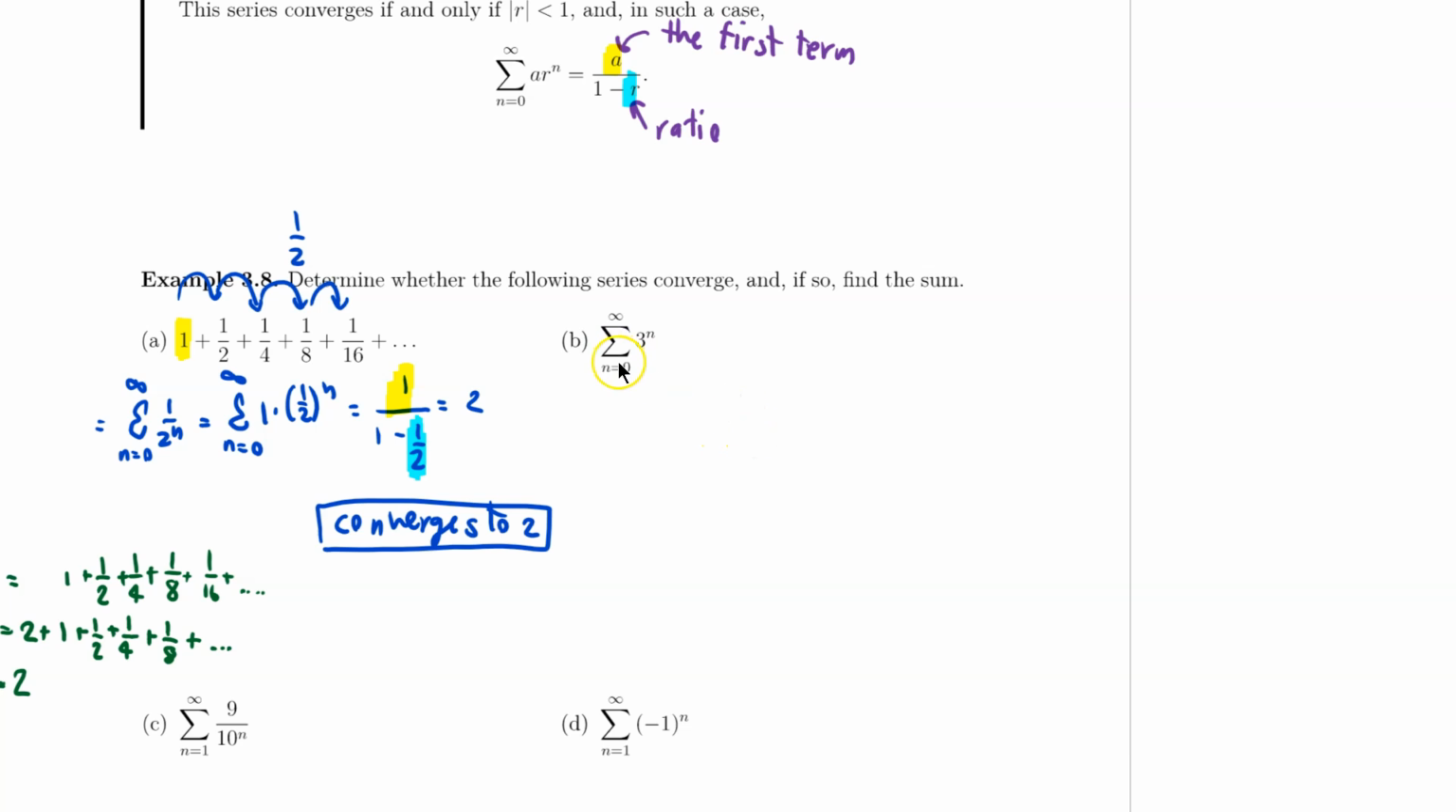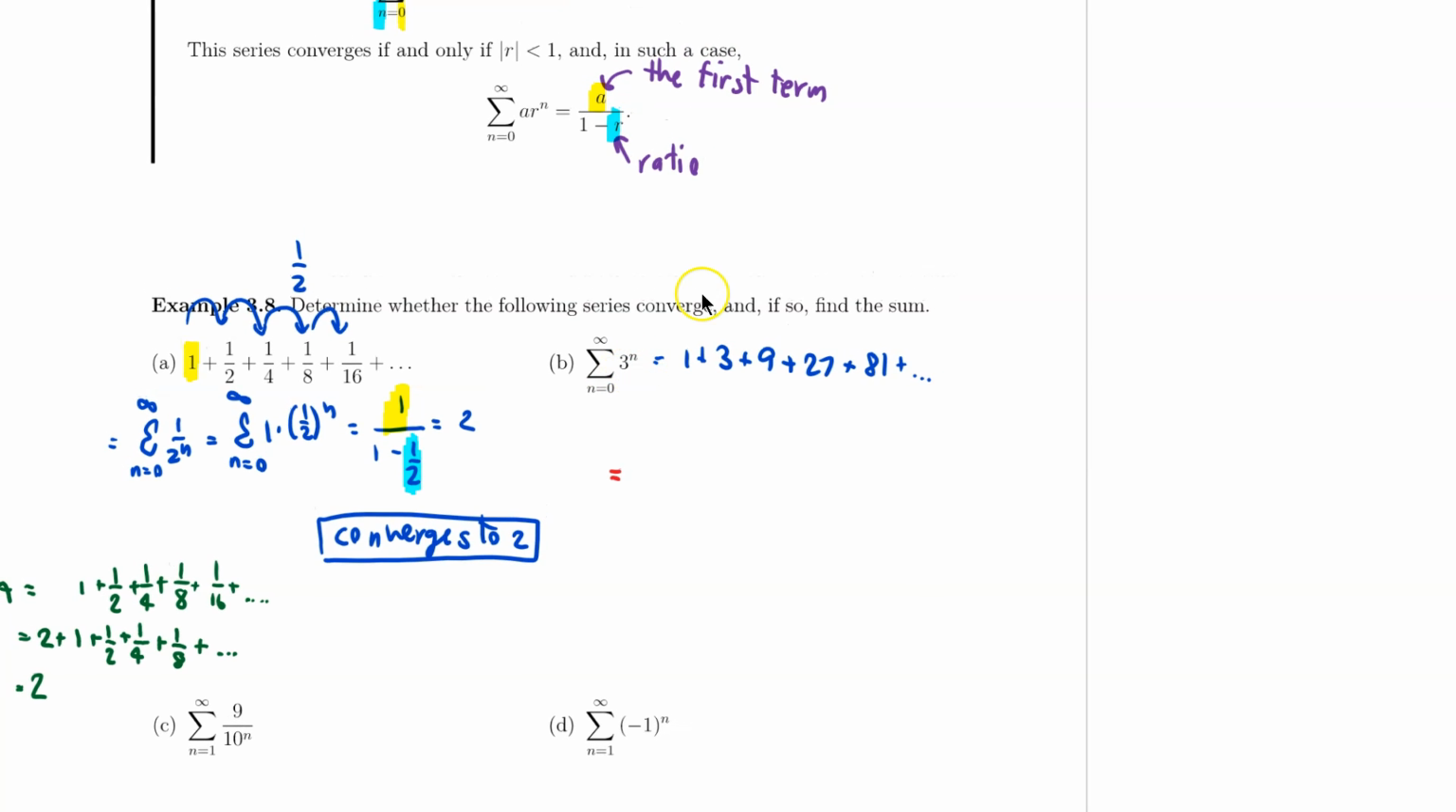So let's take a look at the next one. Notice how if we write up all these numbers, they are just going to be 1 plus 3 plus 9 plus 27 plus 81 and so on. Now, let me show you the wrong way to do this for a moment. One wrong way to do this is to just use the formula. So it's going to be the first term, which is 1, divided by 1 minus the ratio, and the ratio in this case is just the number 3.